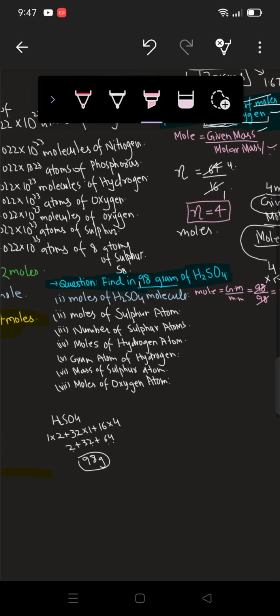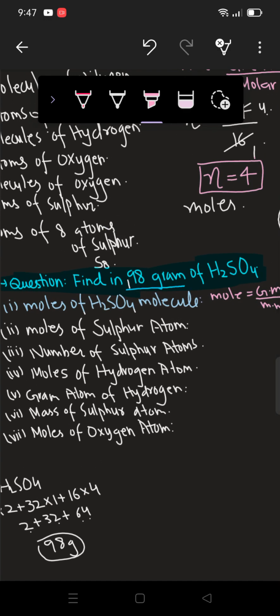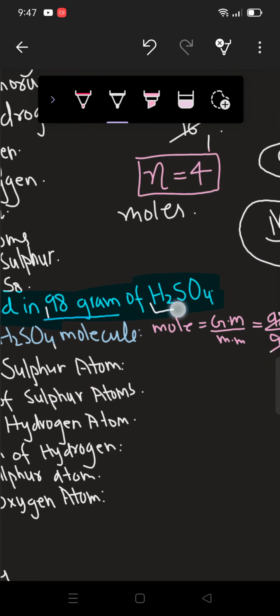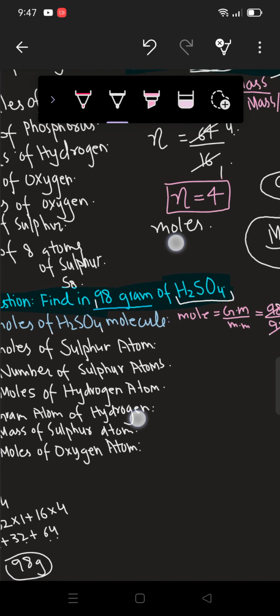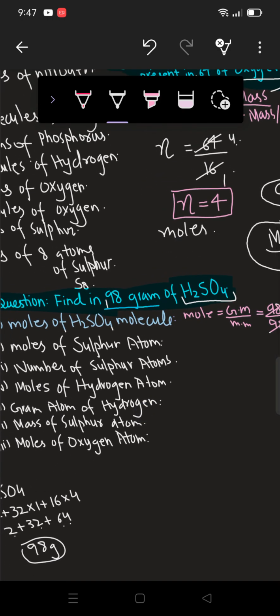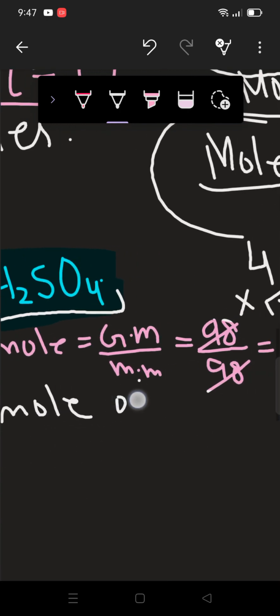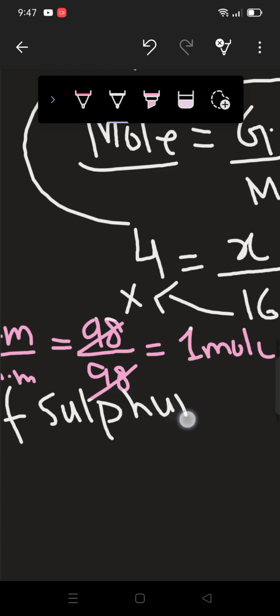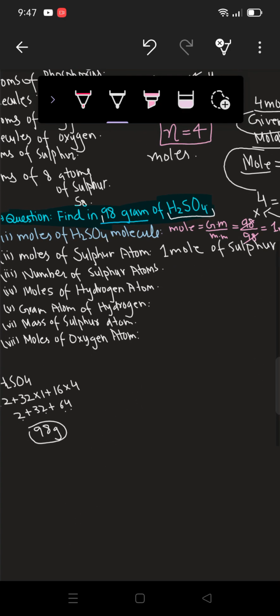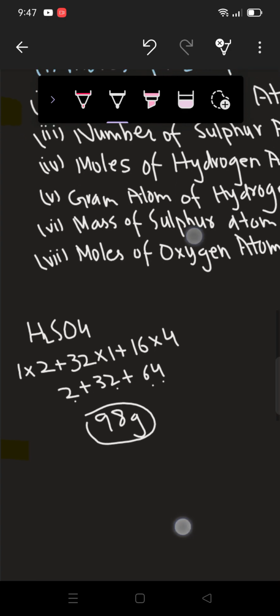Secondly, we need to find the moles of sulfur atom. Now you can see this whole molecule has basically only one atom of sulfur. So this one whole mole will have only 1 mole of sulfur, right? So 1 mole of sulfur. Let me help you understand this more, right?